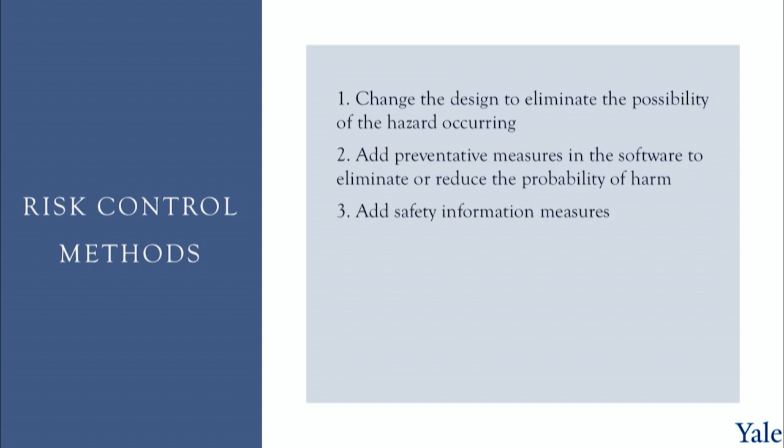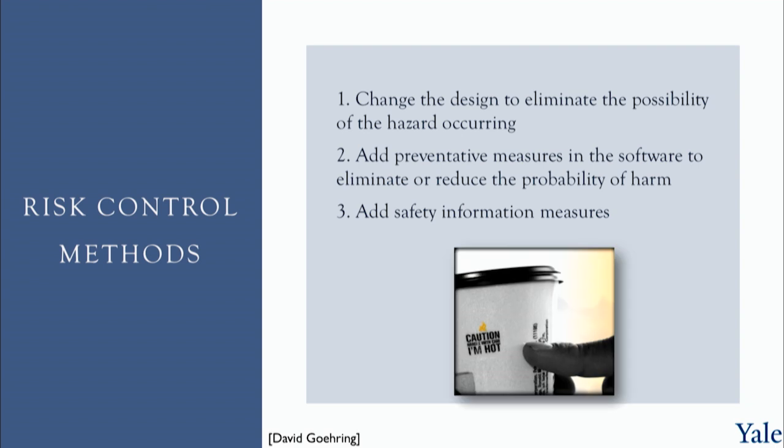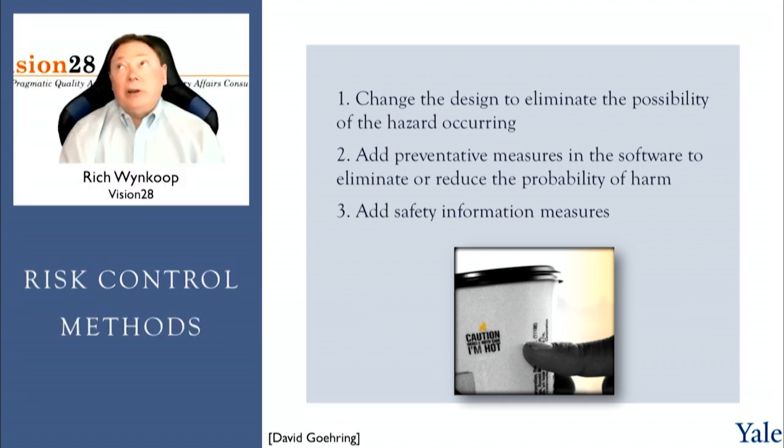And then the last one, and this is the one you should use least of all, is you add safety information measures. Warning, this can fail. So here's an example of that you have all seen. This is a coffee cup from your favorite fast food restaurant. It says, "Caution, I am hot." This is a risk control method of the safety information kind. To talk a little bit about risk control and the issues involved, here's a final clip from Mr. Rich Wincoop from Vision 28.